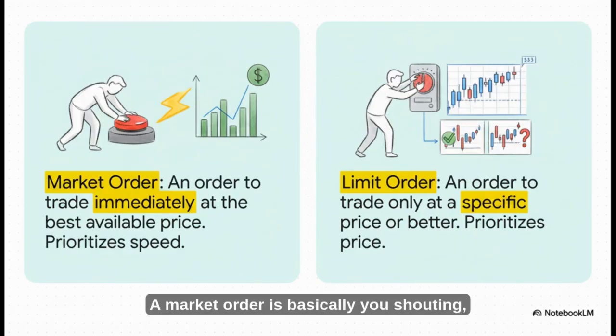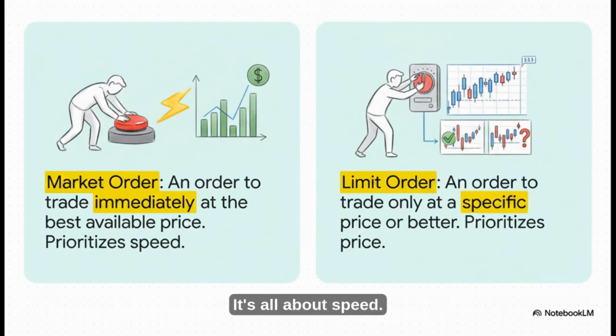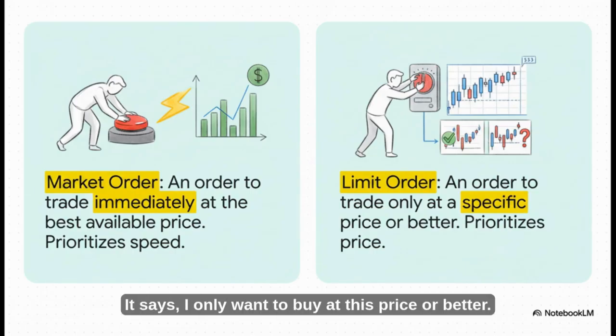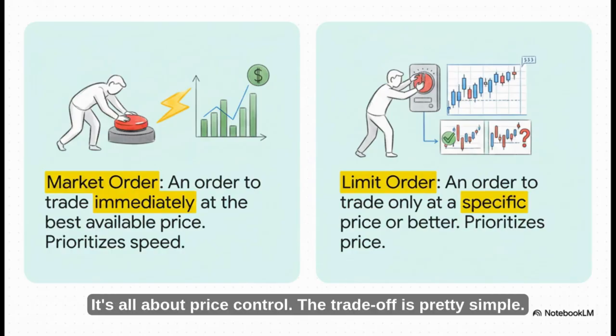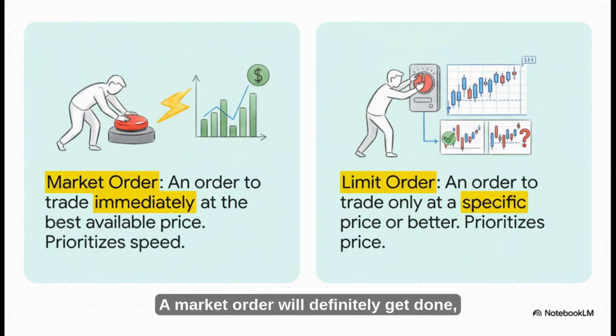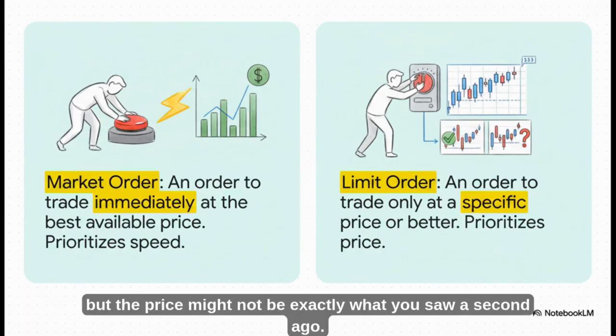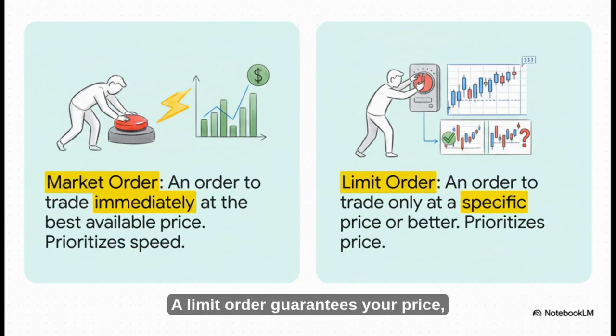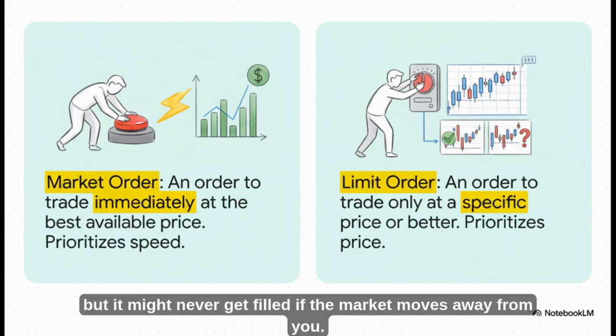Now, when you're ready to buy or sell, you place an order. A market order is basically you shouting, "Get me in now, I don't care about the exact price." It's all about speed. A limit order is more precise. It says, "I only want to buy at this price or better." It's all about price control. The trade-off is pretty simple. A market order will definitely get done, but the price might not be exactly what you saw a second ago. A limit order guarantees your price, but it might never get filled if the market moves away from you.